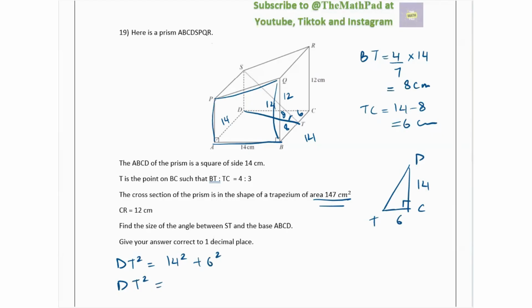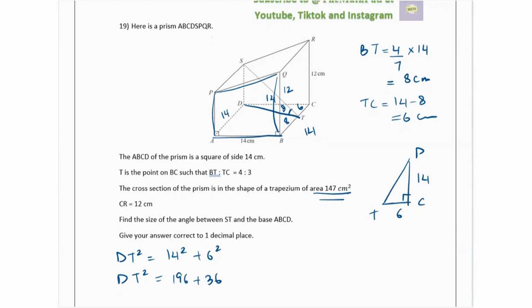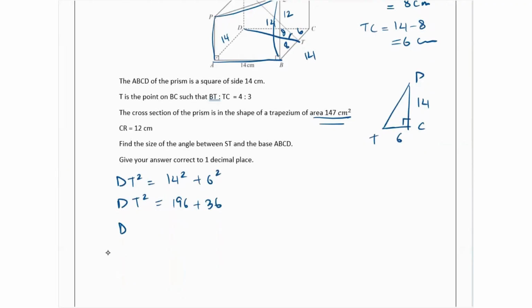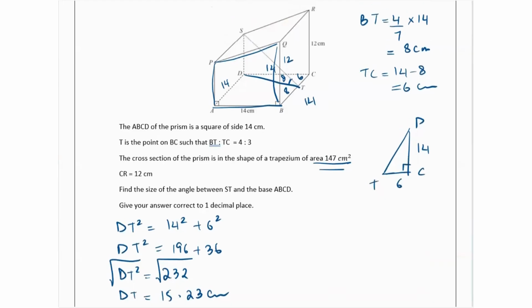which is 196 plus 36, which is 232. And then we take the square root on both sides. So DT equals 15.23 centimeters. Okay. Now, if we notice, they told us that the area of the cross section is 147.